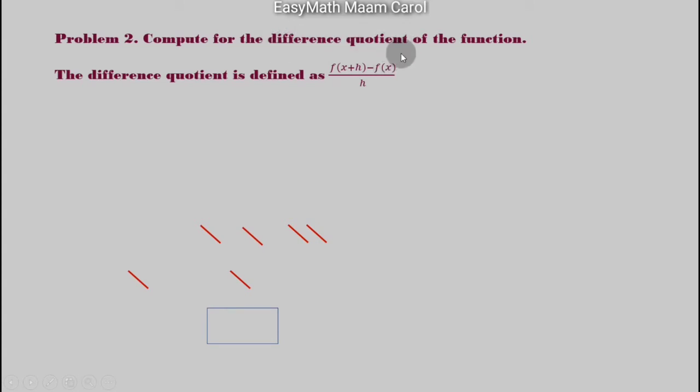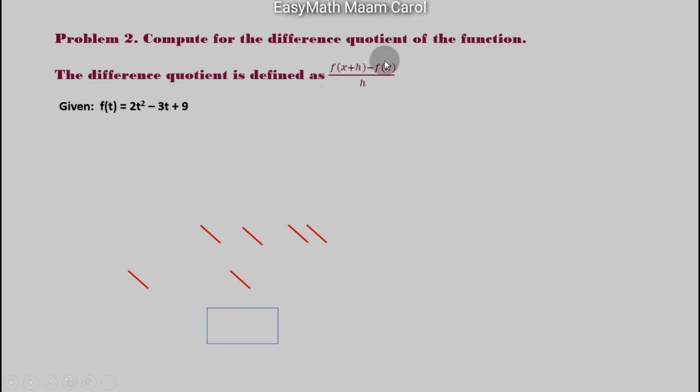Now, may ibang notation or convention ang difference quotient. So, minsan hindi h ang ginagamit. Ang ginagamit dyan, delta x. So, pagka delta x, it would be f of x plus delta x minus f of x divided by delta x. Okay? So, let's proceed. So, we are given a function f of t is equal to 2t squared minus 3t plus 9. Okay? And we are asked to compute for the difference quotient na ito.